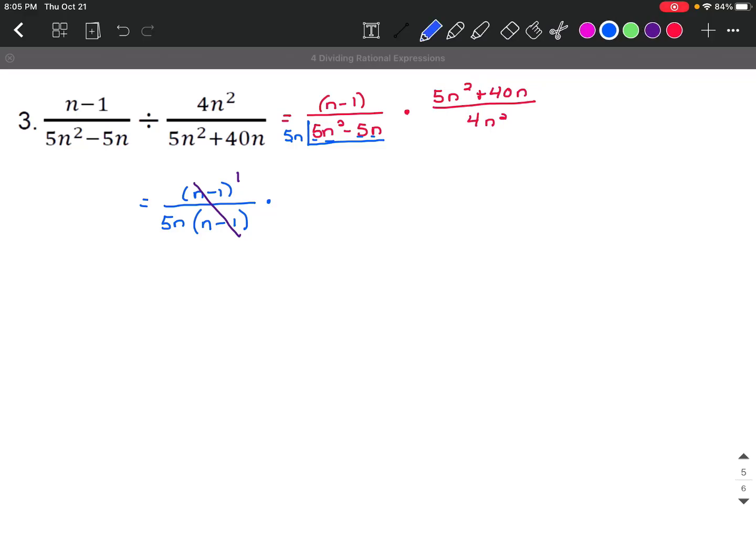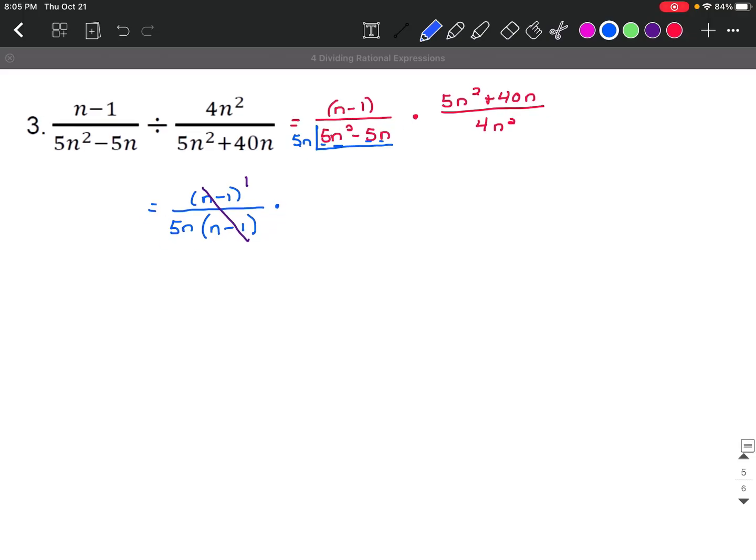Now the next fraction, again, we have a greatest common factor. They have a 5 in common and an n. So we're going to write 5n and open up parentheses. 5n squared divided by 5n is n. 40 divided by 5 is a positive 8. And n divided by n divides to 1. All over 4n squared. Now we multiply across the top.